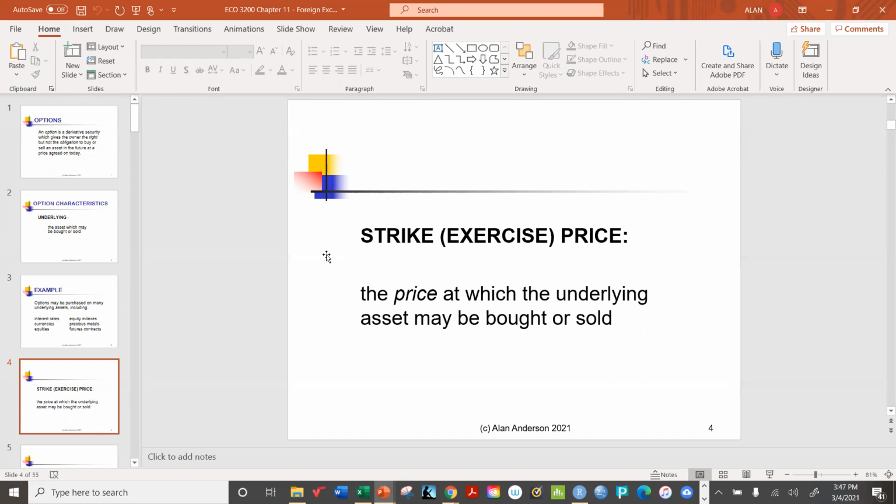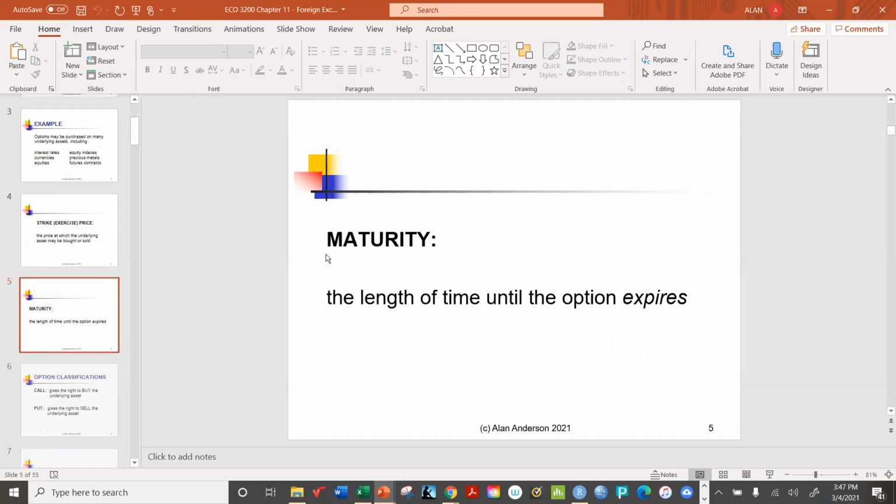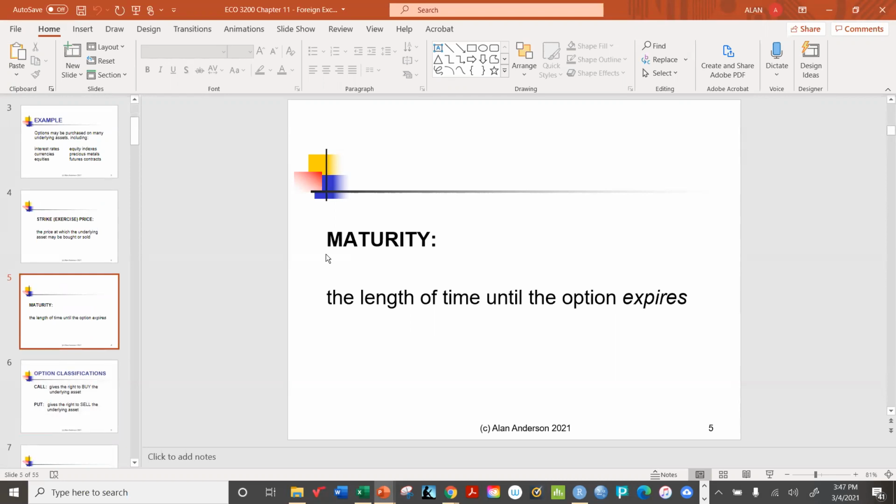All right, what else do we need to know to characterize an option? How about the maturity? The option expires at a certain time in the future. And that could be anywhere from tomorrow to 6 months or even a year from now. After that, it is worthless.